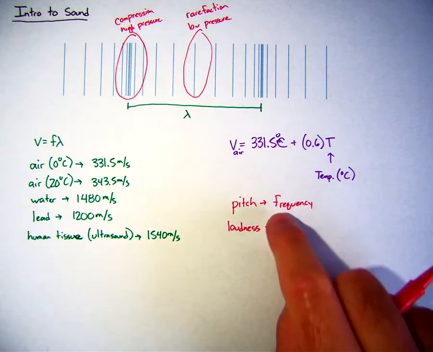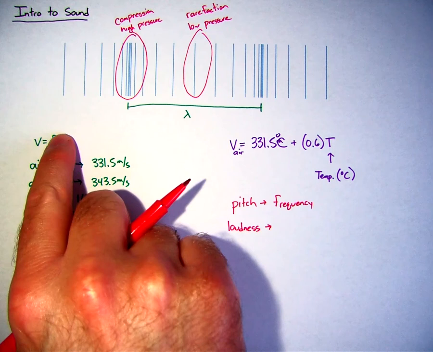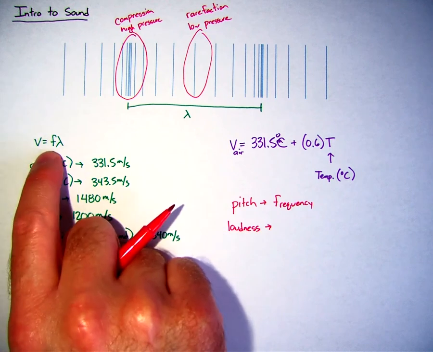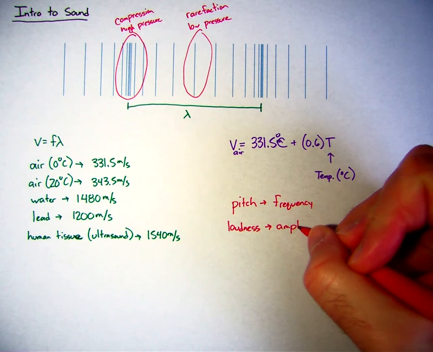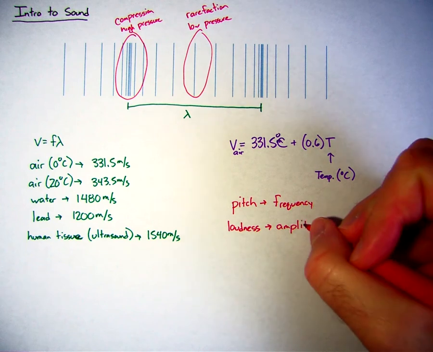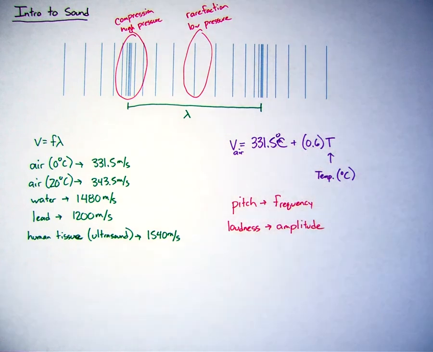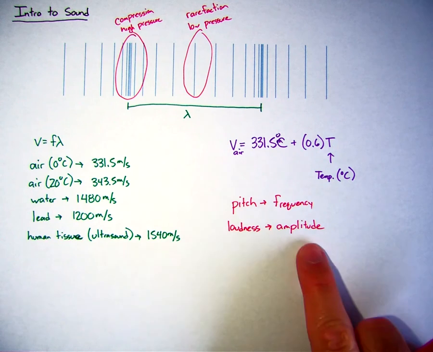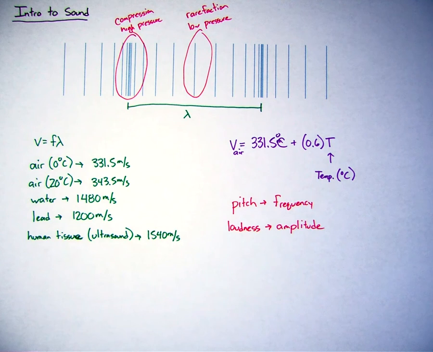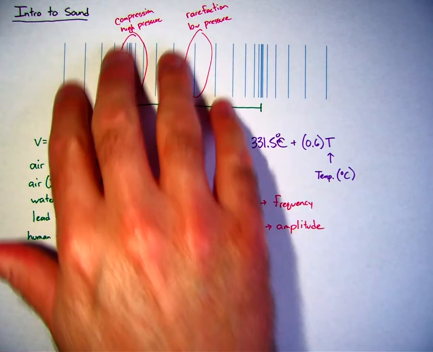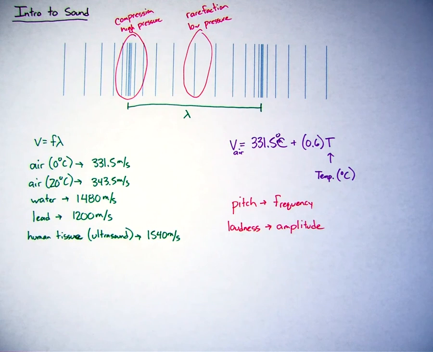Loudness has nothing to do with our velocity equation. It has nothing to do with the velocity, the frequency, or the wavelength. The loudness comes directly from the amplitude of our wave. The greater the amplitude, the greater the loudness. The lower the amplitude, the lower the loudness. So we can change the loudness of the sound without actually changing our waveform itself.